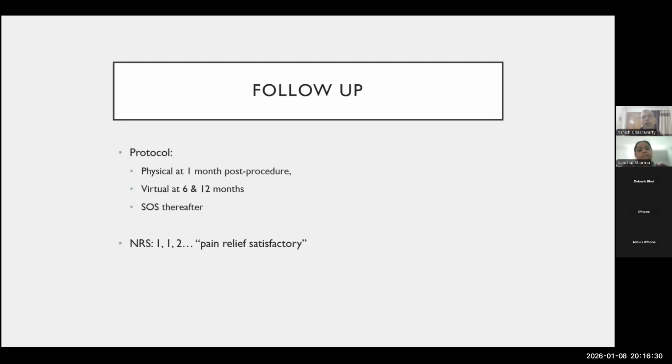So as a routine protocol, my protocol is to have a mandatory physical review at 1 month post-procedure. And then the patient can do virtual consults at 6 months and 12 months and SOS thereafter. So the NRS on all the three occasions were 1 and 1 at first month and 6 months. And at 12 months, he had the NRS reported as 2. And the pain relief was satisfactory on all the three occasions as per him.